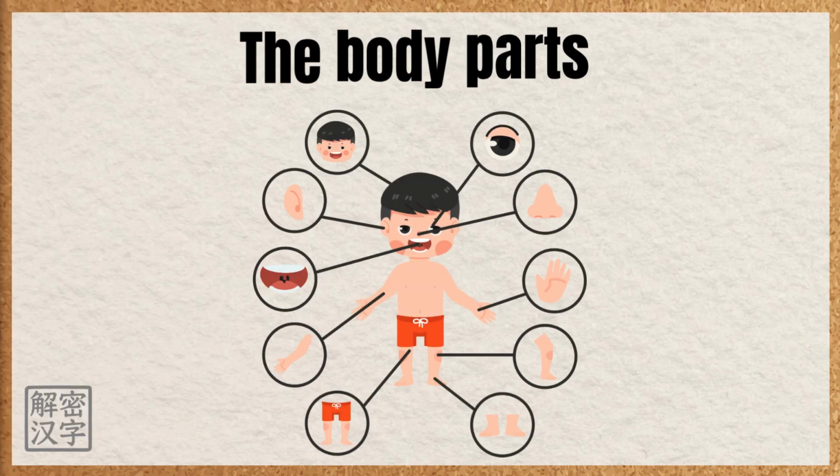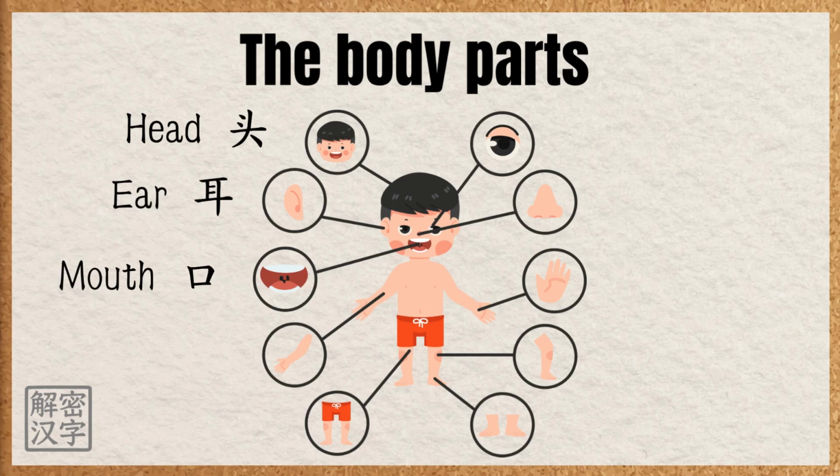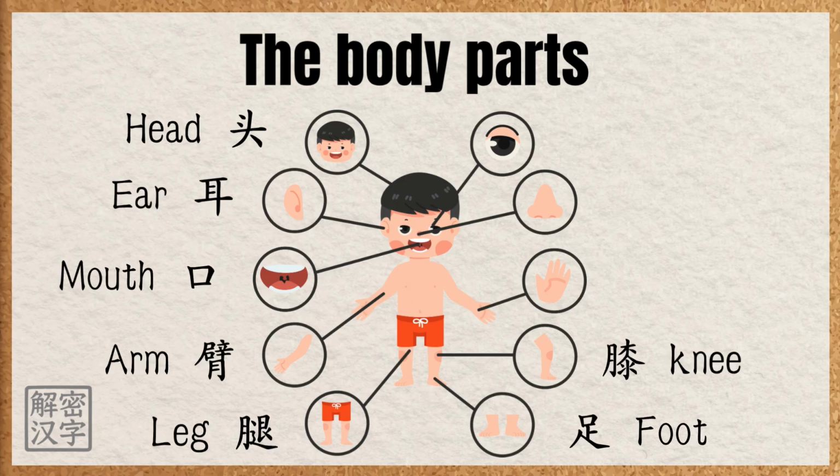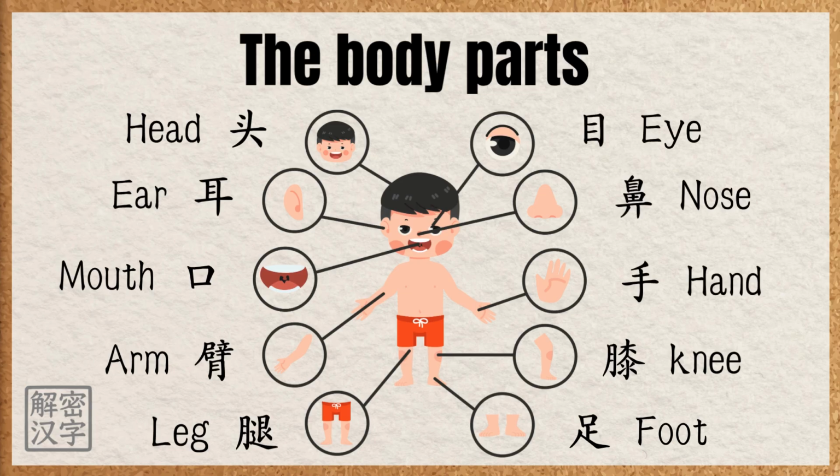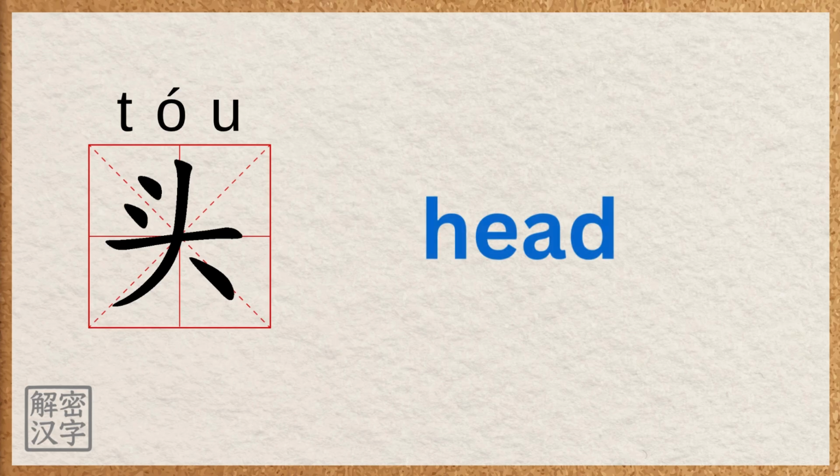Let's start learning Chinese characters for body parts. In this series, we'll focus on the basic ones that describe different parts of our body. Today, we're going to explore the Chinese character tou, which means head.